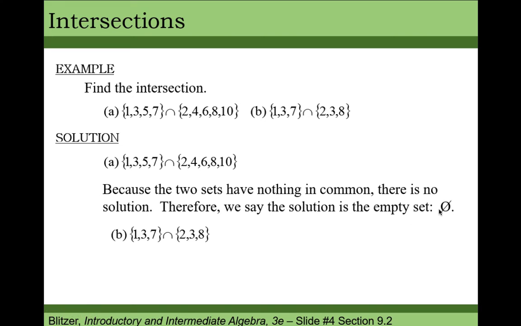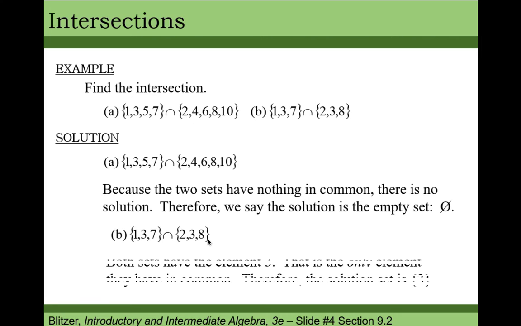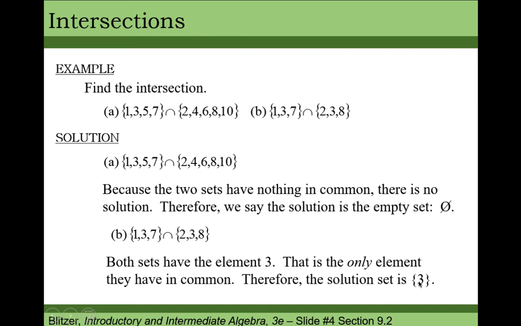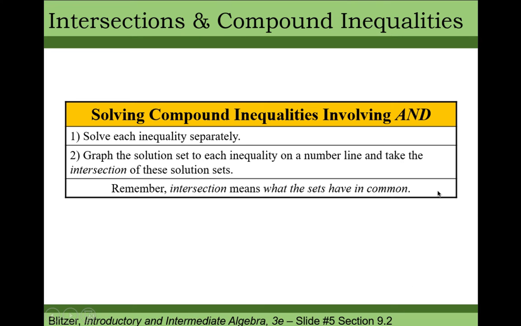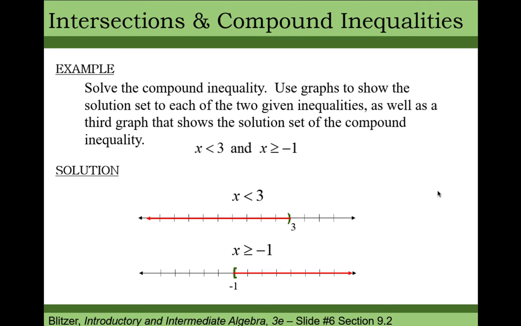This is very similar to 9.1, those first two examples that we did, where one was all real numbers and the other one was no solution. So the same thing can occur here. If we take a look at the second set, we've got 1, 3, and 7, and 2, 3, and 8. You will see here, obviously, that the 3's are what both sets have in common. So our solution set would just be 3. You already took notes on that yesterday. This is just going through a very basic example like we did.